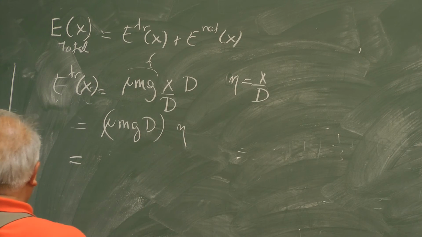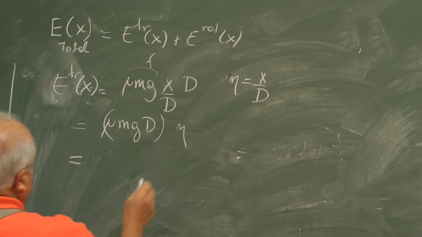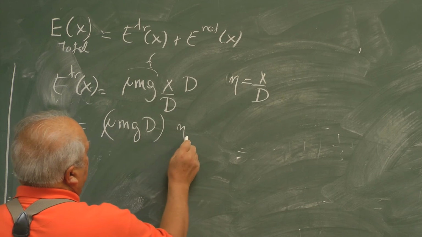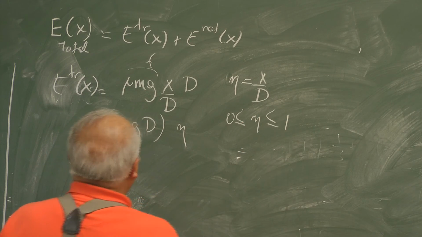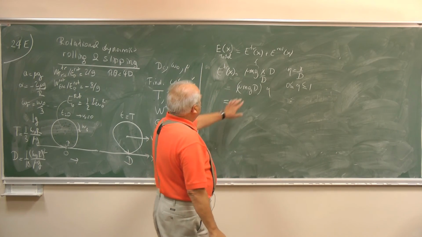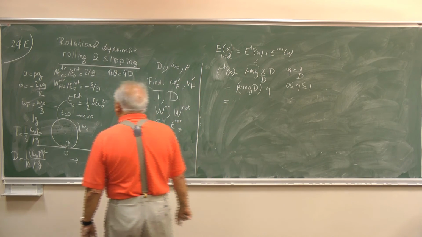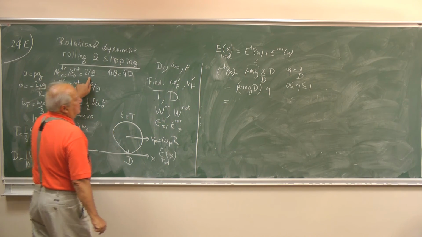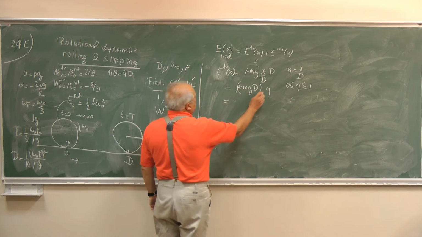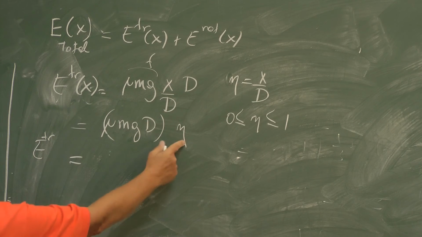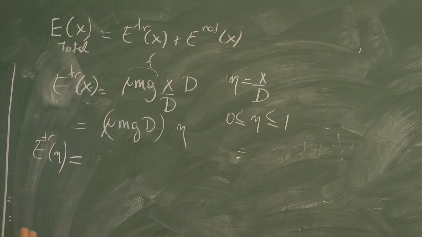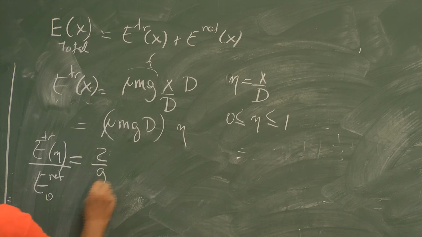And mu mgd is the energy when eta is equal to 1. Eta changes from 0 to 1. But we already calculated it. That's 2 over 9 times the initial energy. So E translational, and instead of x, let me use eta, divided by E0 rotation, that's the initial energy, is simply 2 over 9 eta.